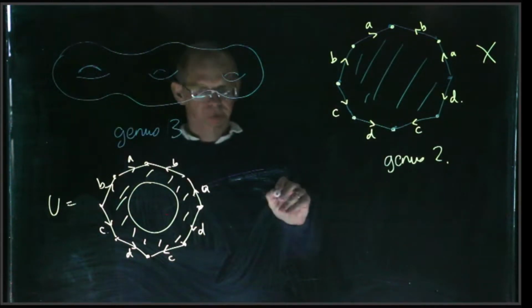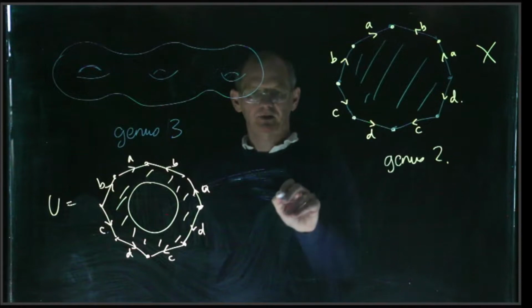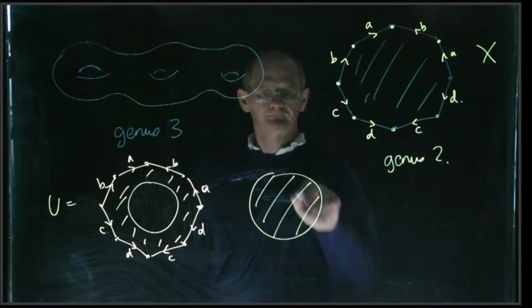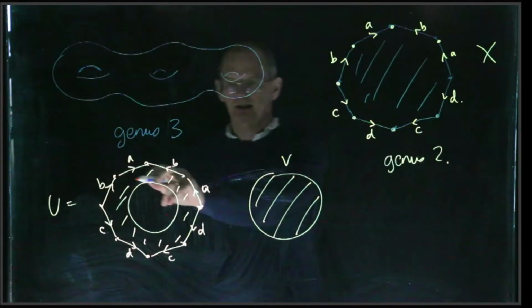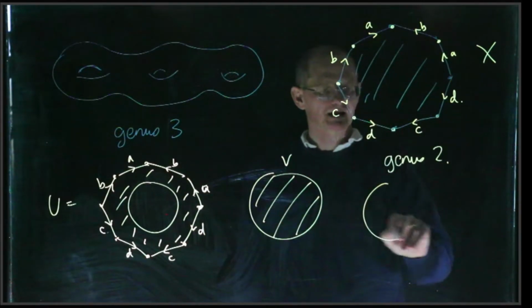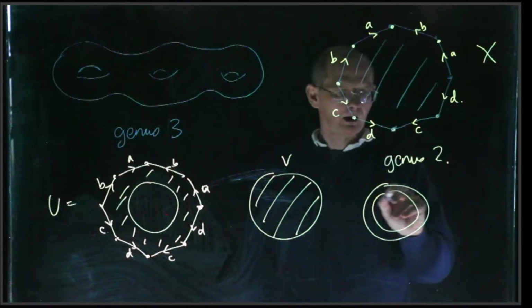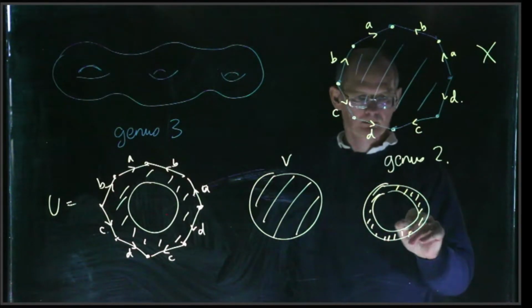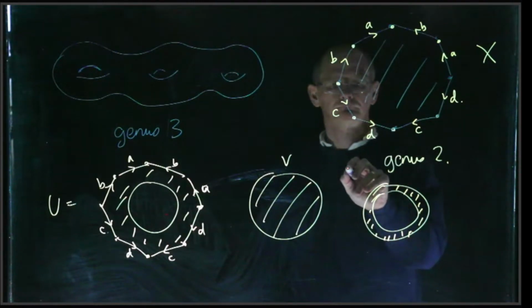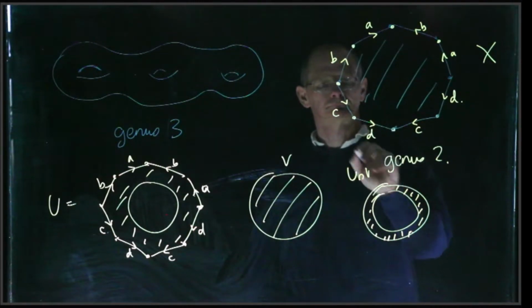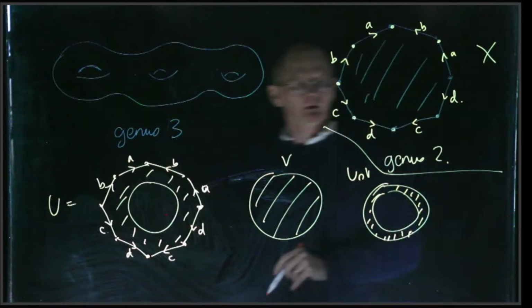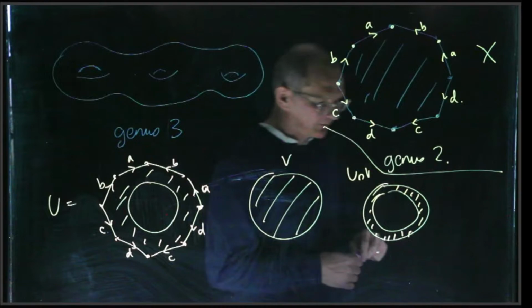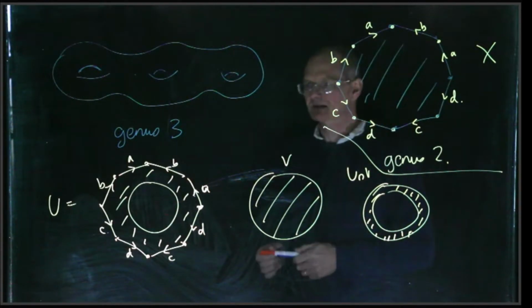Our V is going to be just a disc in the middle, which slightly overlaps with that, so that U intersect V will be an annulus like this.